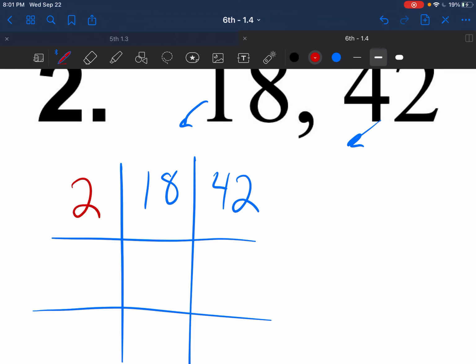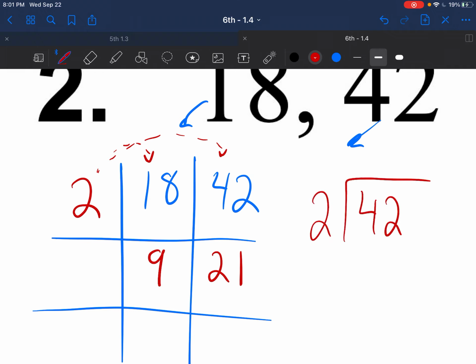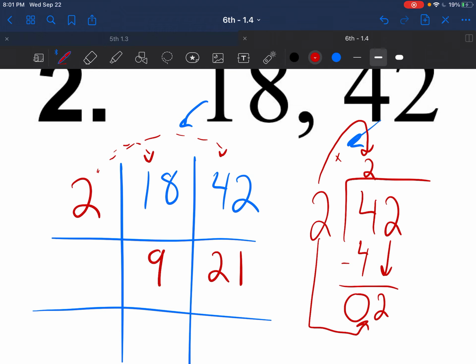So let's see, how many times does 2 go into 18? Well, I know 2 goes into 18 9 times. How many times does 2 go into 42? Well, that's going to be 2 times 21. If you don't know how to find that, you can divide. So we're going to divide 42 by 2. Let's see, how many times does 2 go into 4? It goes in there 2 times. 2 times 2 is 4. 4 minus 4 is 0. Let's bring down this 2. How many times does 2 go into 2? It goes in there 1 time. 2 times 1 is 2. We subtract that, we get 0. So we got 21, right?